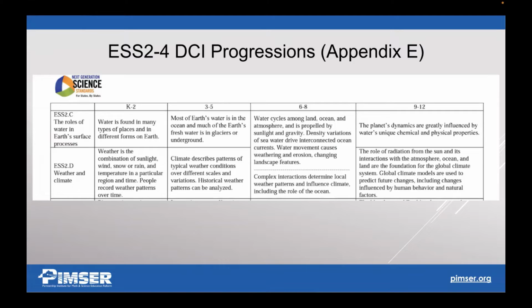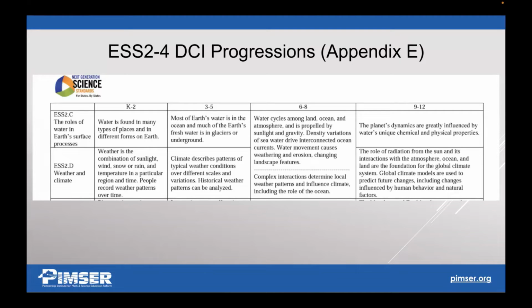Notice how the ideas progress. At K-2, just noticing that water is found in many places, and it's also in different forms in different places on Earth. Then in grades 3 through 5, come to the conclusion that most of Earth's water is in the ocean, and much of the Earth's fresh water is in glaciers or underground. So notice the increasing level of abstraction that we're getting here. Then by the 6th through 8th grade band, now we're going to be thinking about this idea of cycling, conservation of matter, that matter can exist in different states based on the amount of energy that's in that system. So water cycles among the land, ocean, and atmosphere.